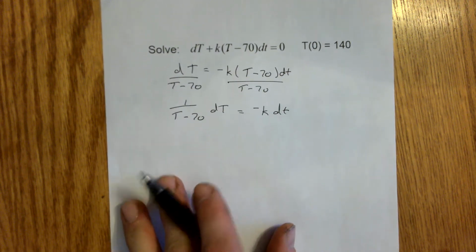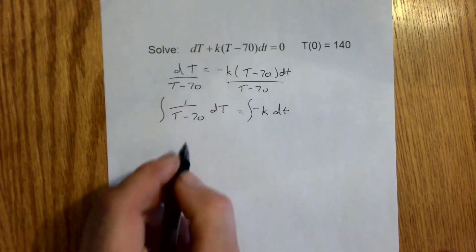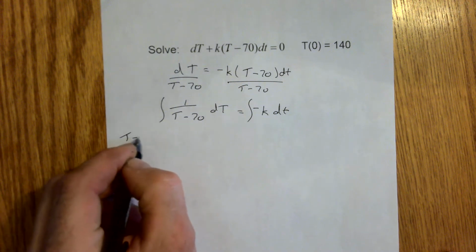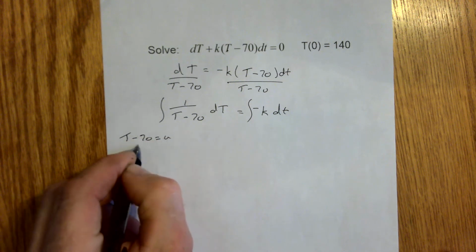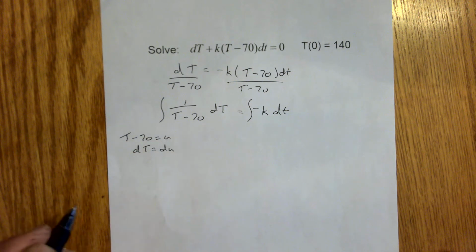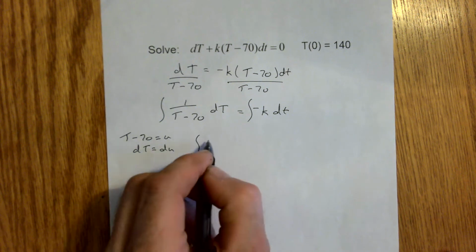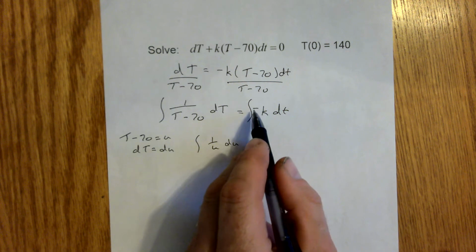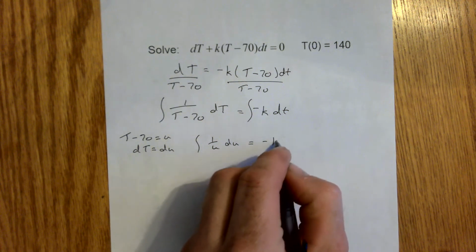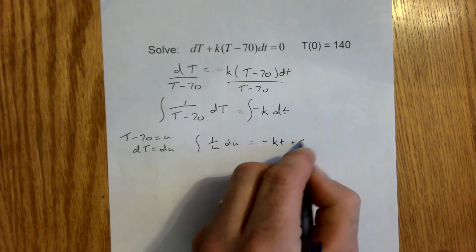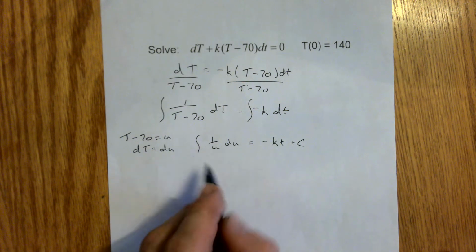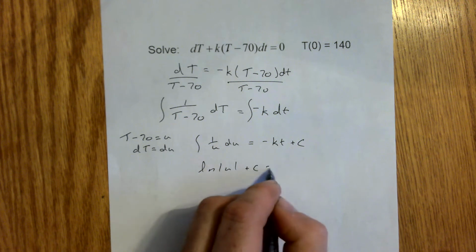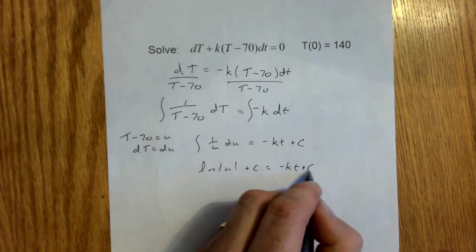To go ahead and solve this, we're going to go ahead and integrate. So the integration of T minus 70, we can't do that, so we do T minus 70 equals our u, d capital T equals du. That's a good thing. So we have the integration of 1 over u du. And that's going to equal, we know the integration of negative k dt is negative kt plus c. Integration of 1 over u is, of course, the natural log of u plus c equals negative kt plus c.